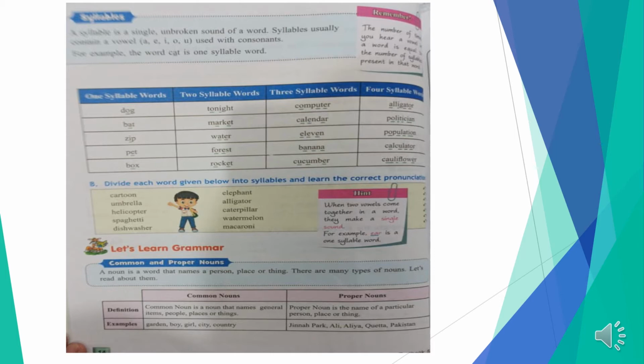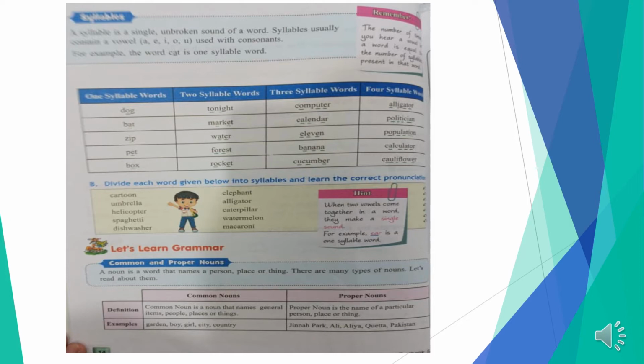Next part B, we are having: divide each word given below into the syllables and learn the correct pronunciation. Okay, here is a hint. When two vowels come together in the word, they make a single sound. For example, ear is a one syllable word. Okay, our first word is cartoon. How you pronounce that word? It's cartoon. Cartoon is having 2 syllables.